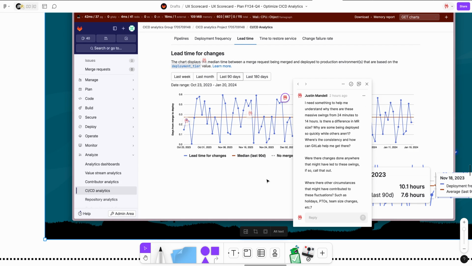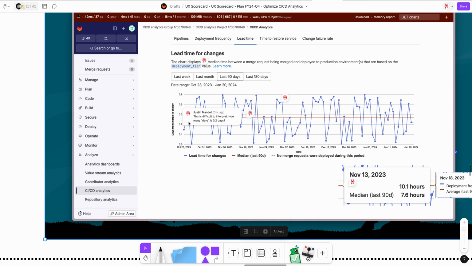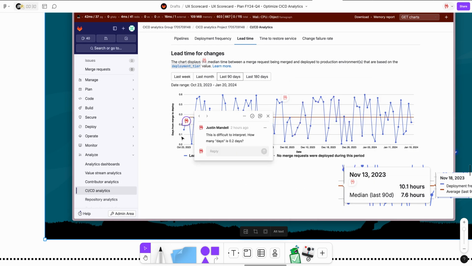Any other circumstances, etc. This one, what is 0.2 of days? That's really hard to do the math. That's not how we normally think of time, in terms of breaking it up. So I wonder if there's a better way for us to do this that is easier to interpret or parse as we're looking at it.